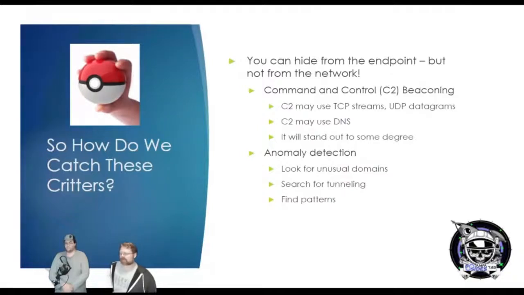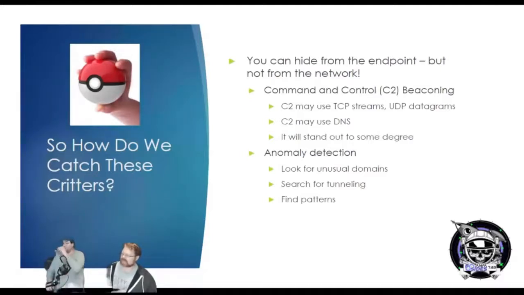And so what we look for is command and control, also known as C2 beaconing. Command and control beaconing may use TCP streams, UDP datagrams. It may even use DNS, the domain name system, where we resolve names like Microsoft.com and Google.com to the IP addresses where the system actually lives. And one of the things we'll look at today is the DNS tunneling techniques to hide command and control traffic and how to detect those.